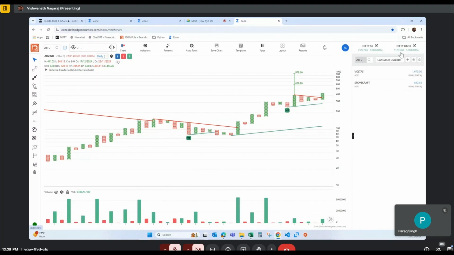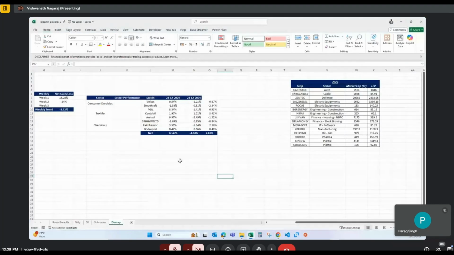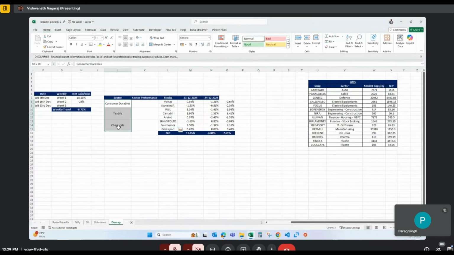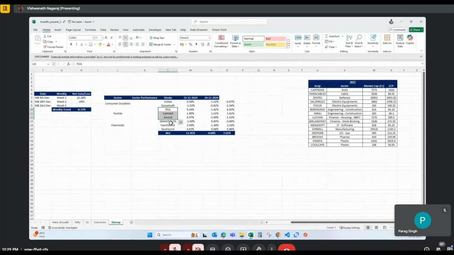If you see Voltas, Stovecraft, I maintain this. Can you see my Excel sheet? Yes, we can see. So this is the study that I've done on Sunday for this week. These are the ones that I got in Rising MNP: Voltas and Stovecraft, PGIL, Canterville, Arvind, SRHH Poly Limited, Fair Chemor, and Godrej Industries.